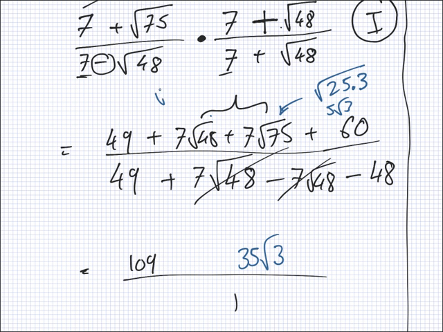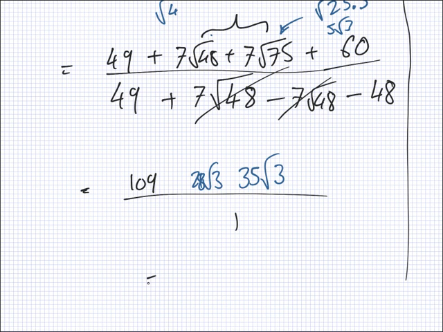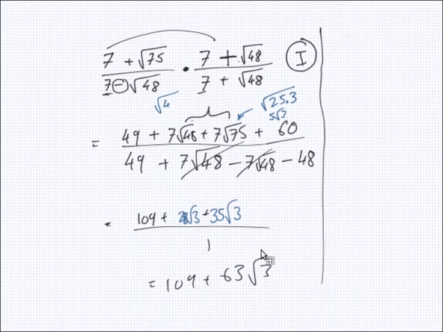And then 48 is the same as root 16 times 3. So that's 4 root 3, is it? So 28 root 3. Okay, thank you. And then 28 plus 35, this is compared to 63. So the answer is 63 root 3 over 1 then. So that's why I skipped the second thing.